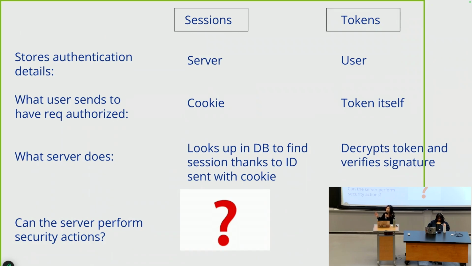Let's do a quick review of the difference between sessions and tokens. With sessions, the authentication details are stored on the server side. With tokens, the user itself is storing their authentication details in the form of the token itself. When making future requests, the user is going to send back a cookie with sessions to have the request authorized, but with tokens, the user sends back the token itself. In the case of sessions, the server is going to go to its database and find the session thanks to the ID that was sent with the cookie. Once it finds the session in the global lookup table, it can send back all of the user information and verify that the user credentials are correct. With tokens, the server is going to decrypt the token, verify its signature, and check that this is an actual valid token that was generated by the server previously.